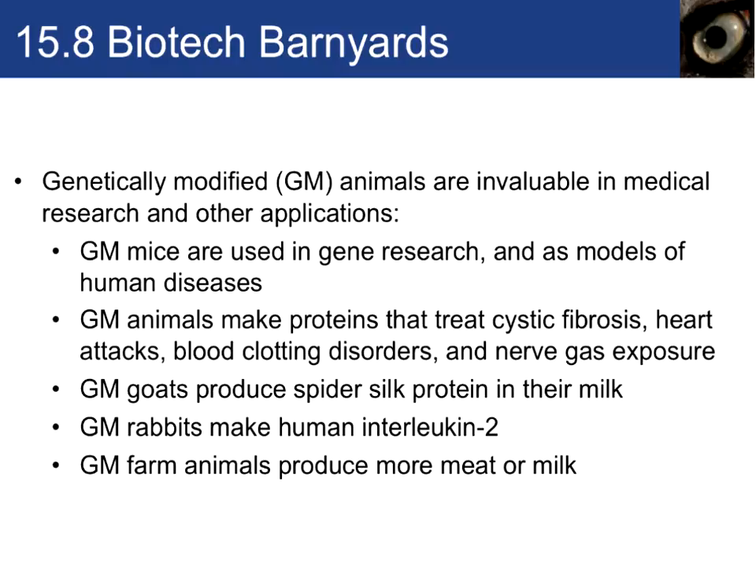and medicine would be much further back in the treatment of the disease. GM animals also make proteins that can treat cystic fibrosis, heart attacks, blood clotting disorders, and nerve gas exposure. GM goats produce spider silk protein in their milk. This allows silk to be produced much more cheaply and in larger quantities. GM rabbits make human interleukin-2, and this helps the immune system to fight off diseases. Also, GM farm animals can produce higher yields of meat and milk.